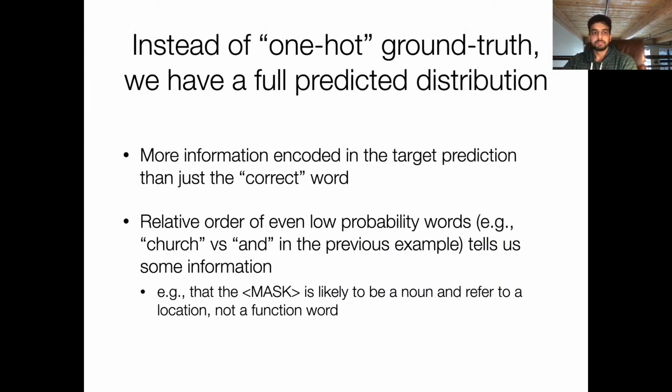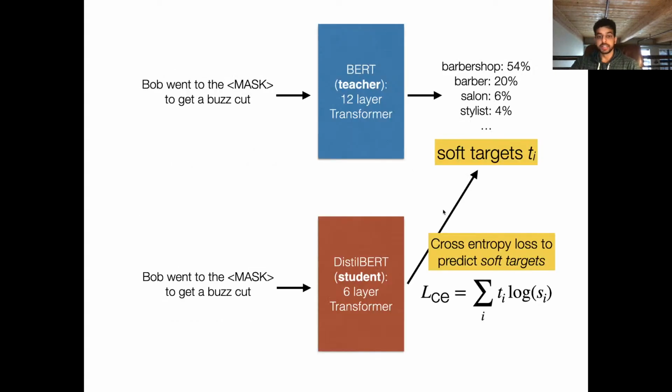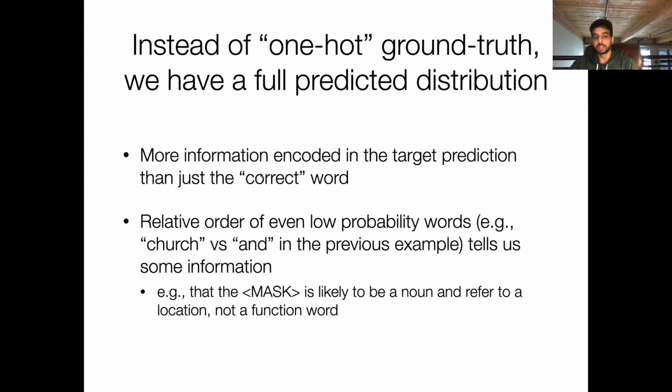Okay. So just to reinforce some of this stuff that I've already mentioned in answers to your questions, these soft targets are more informative than just the correct word, or the hard target, that we train our teacher model on. As an intuitive reason, let's consider two words from this example that weren't shown, that are probably low probability given this context. One word could be church and the other word could be and.